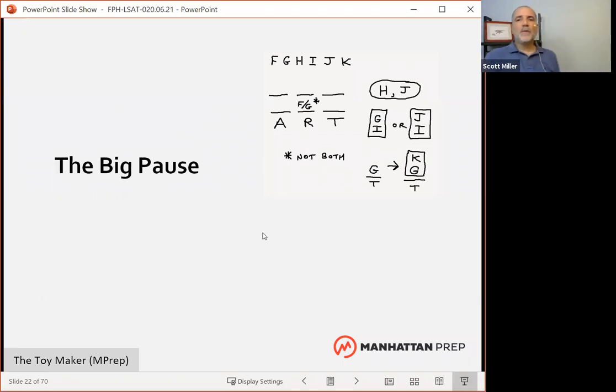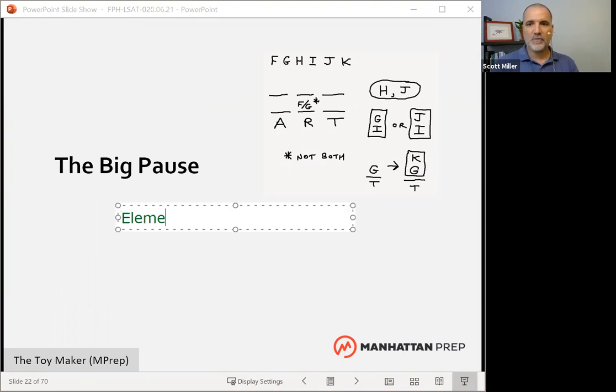So another thing we might do in the big pause, rather than worrying about things that we missed, maybe if we take a little more time up front, initially when we first read and diagram, we're not worried about making mistakes, but we do want to notice if there are any elements without rules. So that's another thing that we talk about in the big pause. Are there any elements without rules?